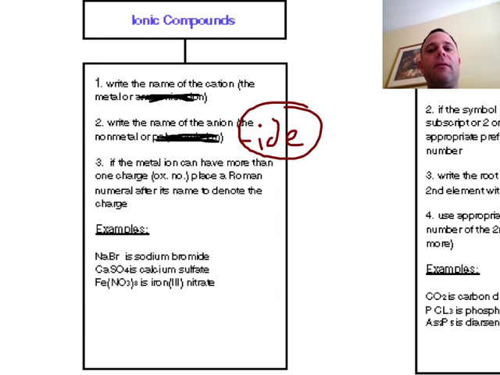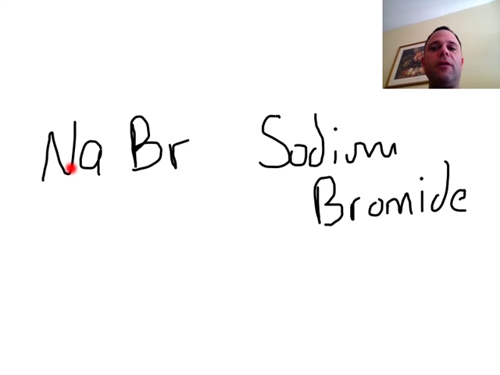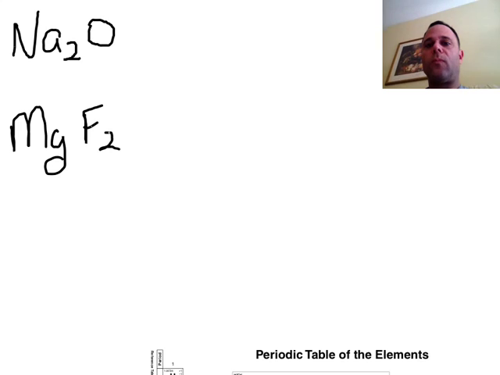Let's take a look at it. So this is sodium bromide, and one thing to note here is we do not need the prefixes as noted for the covalent compounds. So we don't need mono, di, tri, or otherwise. On the next slide, I'll show you why.